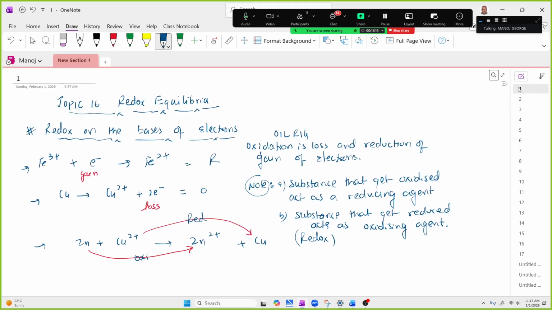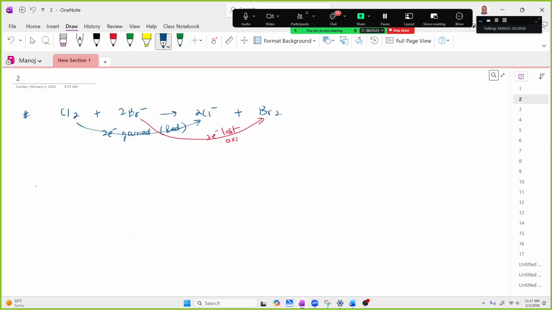But there is another concept of redox that you have to know, that is redox on the basis of oxidation number. You already know how to calculate the oxidation number, but before we get to that, just a quick recap of the definition of oxidation and reduction based on oxidation number.